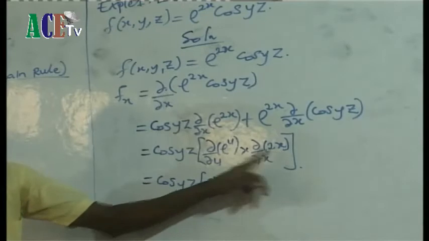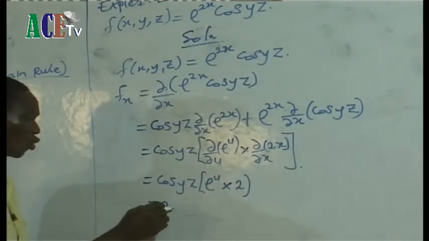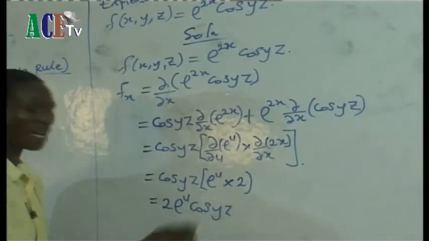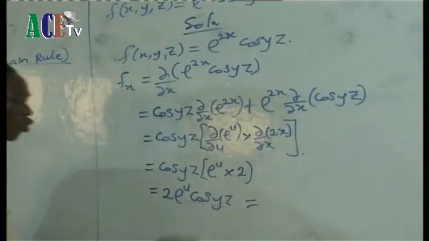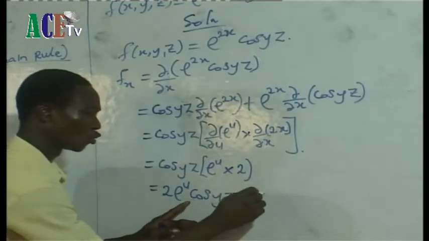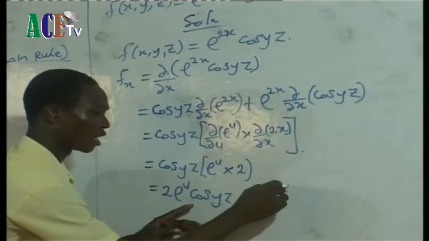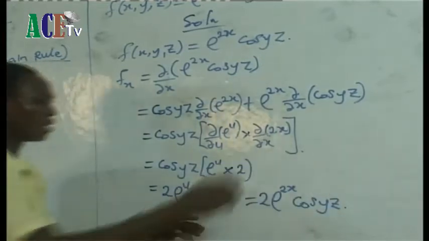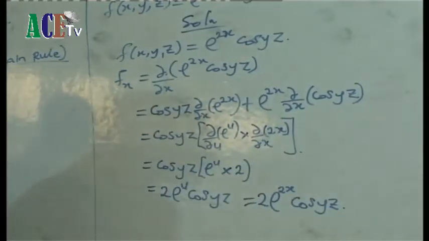Derivative of 2x is 2. Then this one will give me 2 exponential u cos yz, which is equal to, what is my u? 2 exponential 2x cos yz. That is the answer for that one.